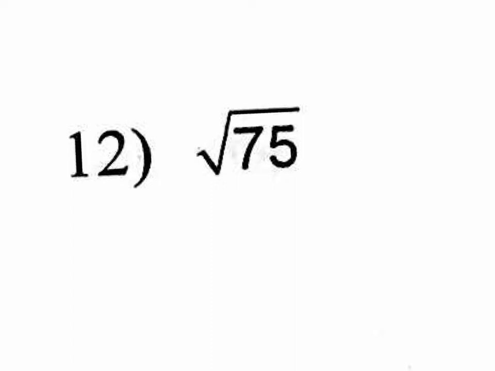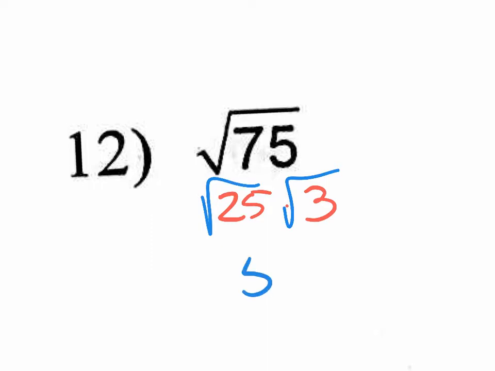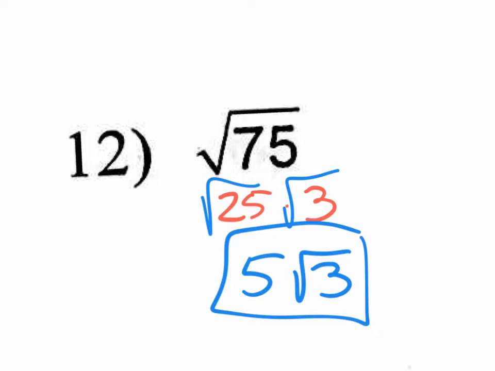25 is a perfect square number. So 25 times 3, it's like 3/4 is 75 cents. And when you split them, since 25 is a perfect square number, you get a nice, beautiful answer: 5. You bring down the square root of 3, you're done.